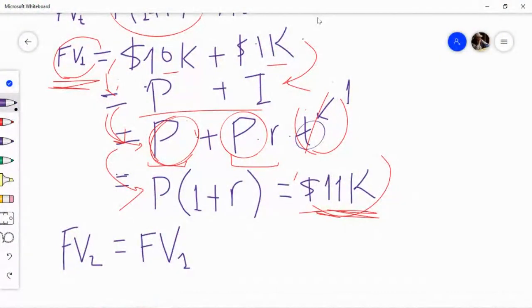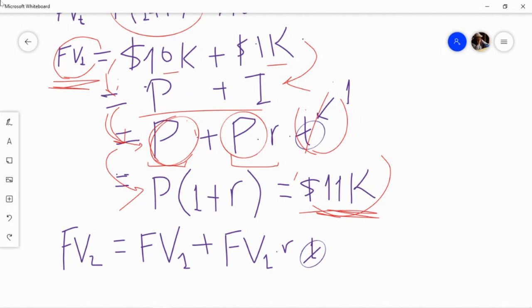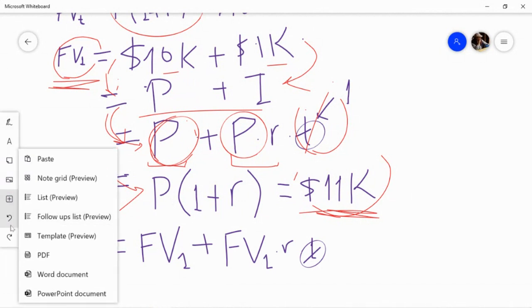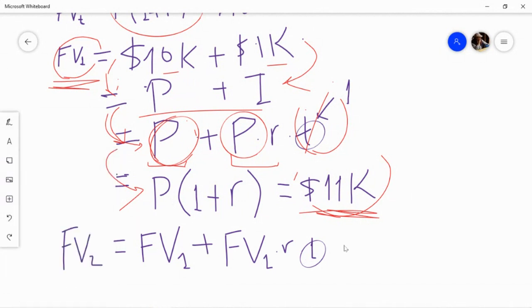It's just like principal in the first year, but in the second year, the principal is FV1, and it's going to earn interest for 1 year. Again, just like FV1 times R times 1 year. So we don't have to write that 1. That's not T. I mean, if some people think that is T, yes, it is T, but T is 1, so you don't write it.